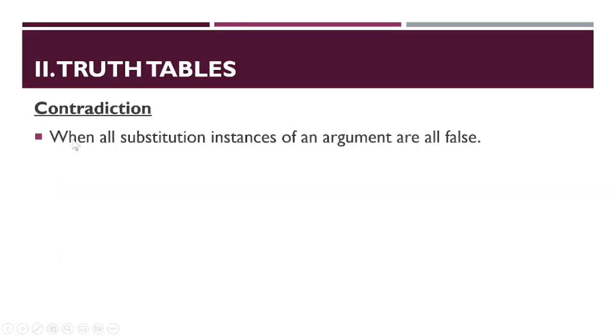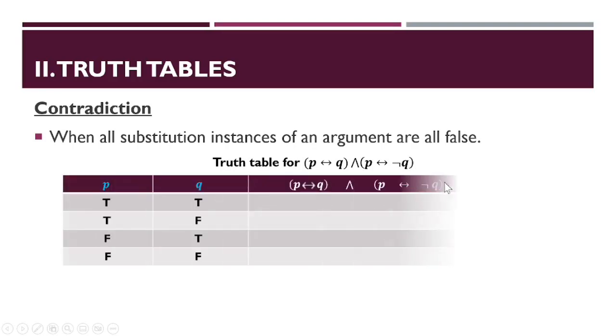For the contradiction, it is when all substitution instances of an argument are false. For example, the truth table for P if and only if Q and P if and only if not Q. So we have the truth values for the propositions P and Q. Now here, another technique is we put the truth values directly under the connective. So number one, we focus on the P if and only if Q.